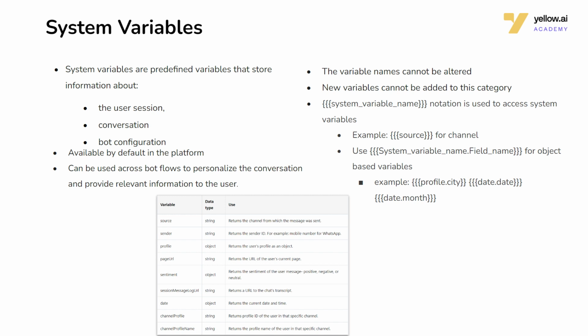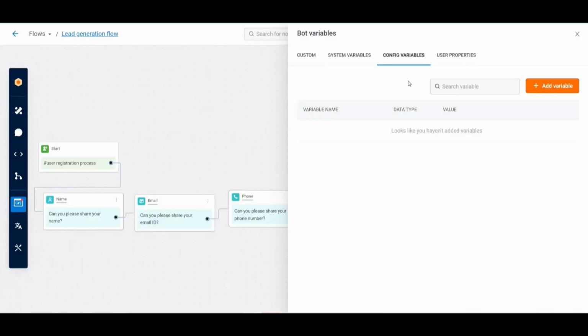System variables are predefined variables that store information about the user session, conversation, and bot configuration. They're available by default in the platform and can be used across bot flows to personalize the conversation and provide relevant information to the user.